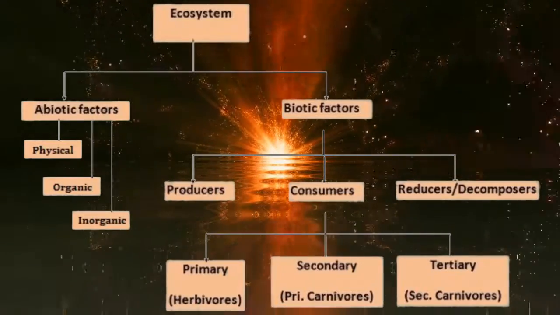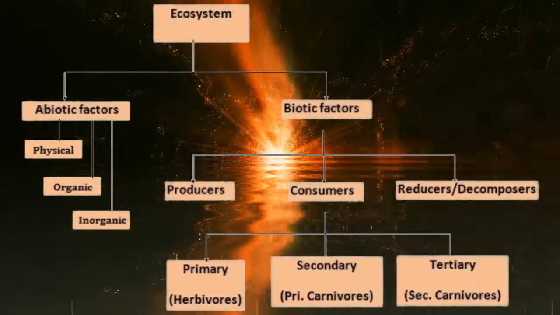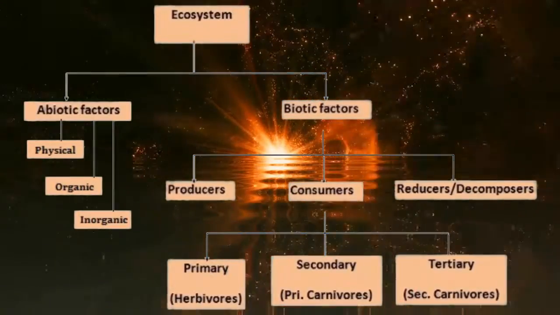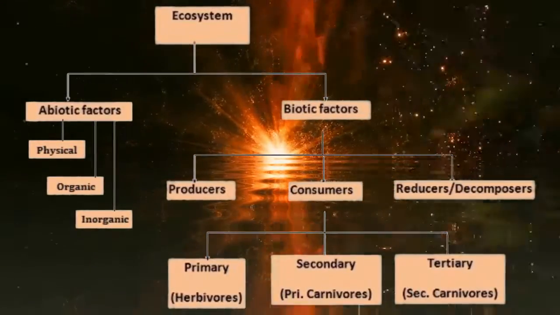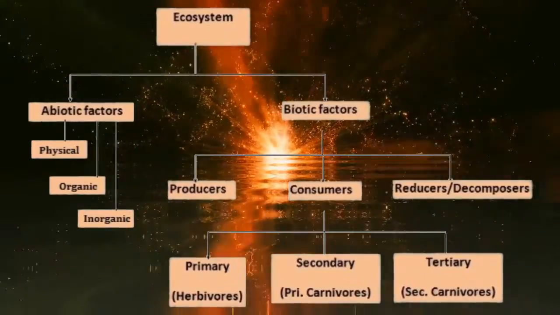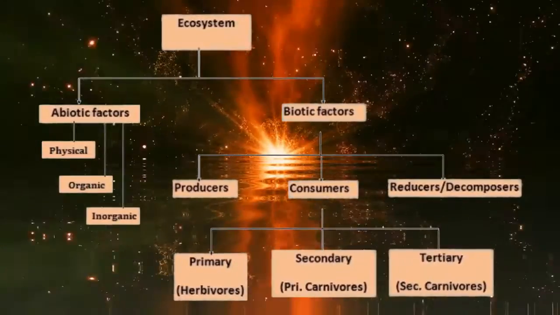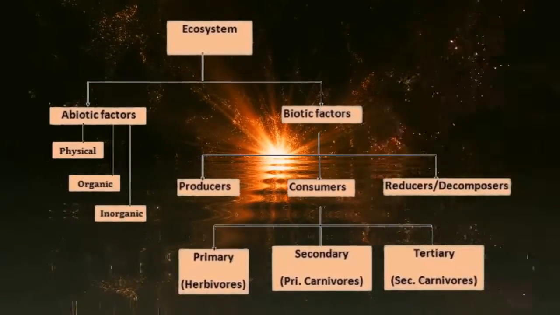Decomposers are basically different types of bacteria and fungi which feed on dead and decaying organisms. They are microorganisms. Okay, right. So this was all about the biotic and abiotic factors, and this was all about the definition of ecosystem.